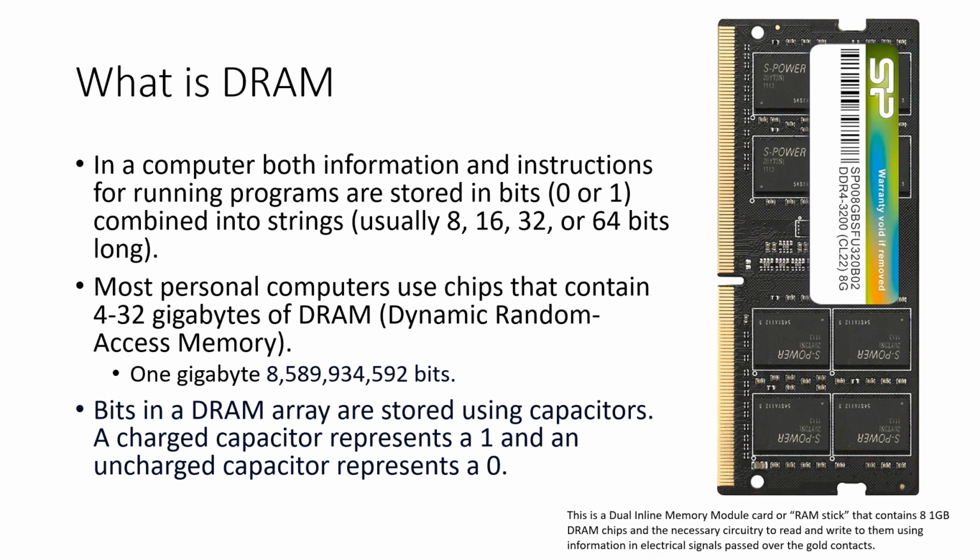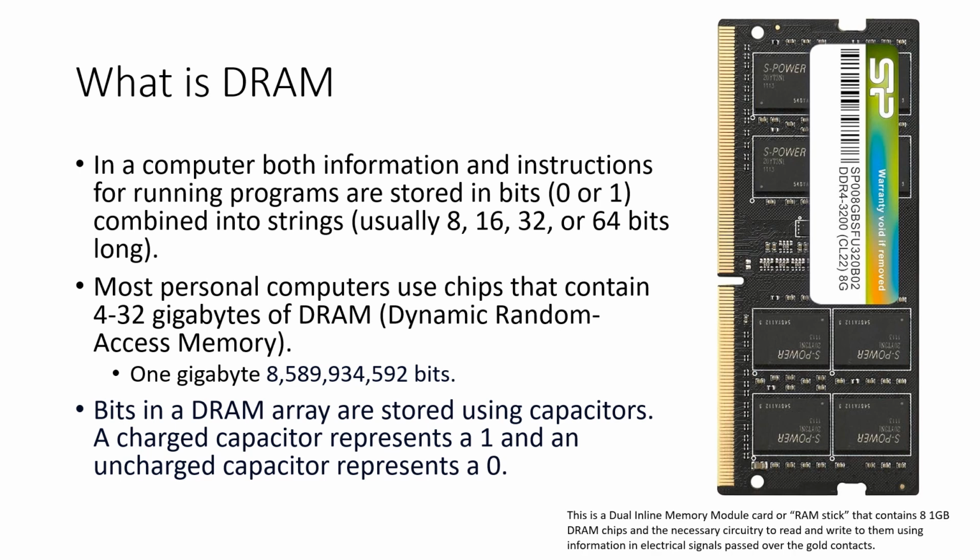This slide gives some background on what dynamic random access memory, referred to as DRAM, is. In a computer, both information and instructions for running programs are stored in bits, either 0 or 1, and those are combined into strings of bits, usually 8, 16, 32, 64, powers of 2 long. Most personal computers use chips that contain multiple gigabytes of DRAM. 1 gigabyte is roughly 8.5 billion bits, so there are a lot of bits to control, which means there's a lot of circuitry to support that.